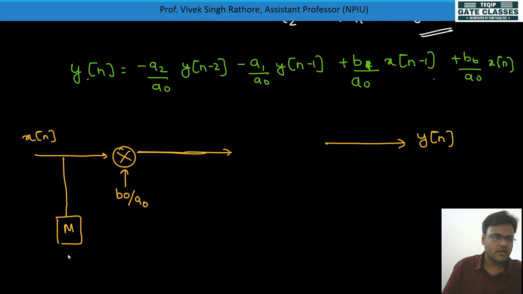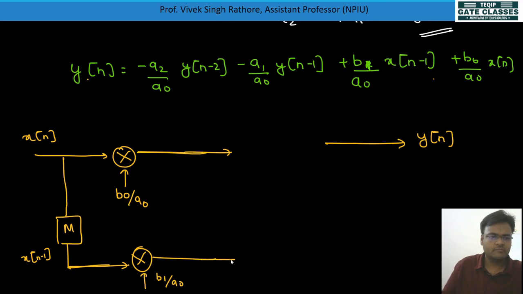Okay, this output is nothing but x of n minus 1. It will just delay whichever input is there. Now x of n minus 1 is there, we need to multiply it with the signal b1 by a0, and we need to add also, because both signals are added, so there will be an addition here. Okay, we'll keep it like this.